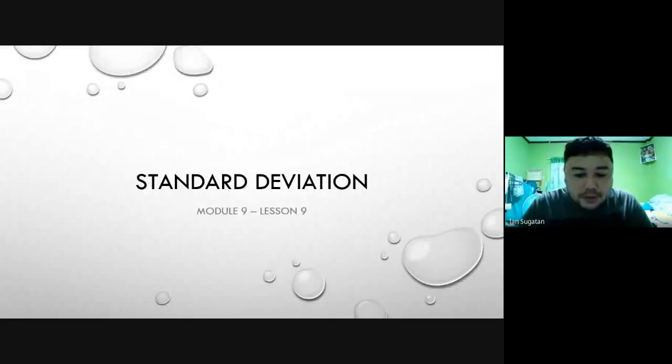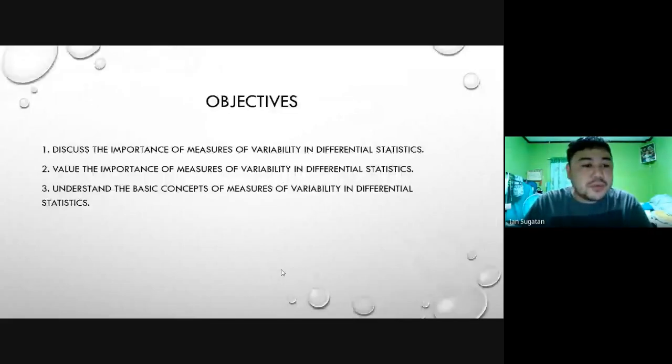Okay, so our topic for tonight is about standard deviation. But before that, we have our objectives. Number one is to discuss the importance of measures of variability in differential statistics. Number two is to value the importance of measures of variability in differential statistics. And number three, understand the basic concepts of measures of variability in differential statistics.